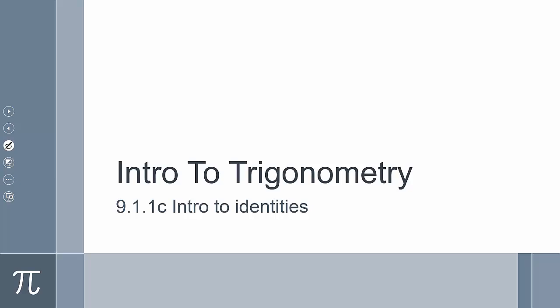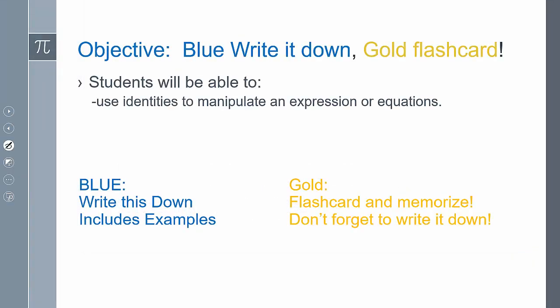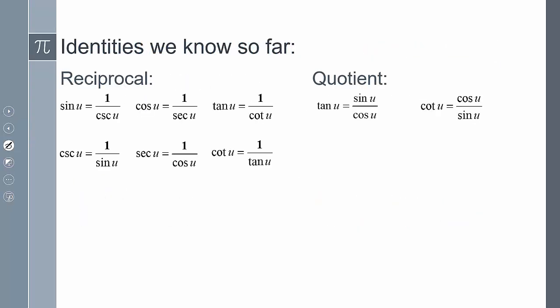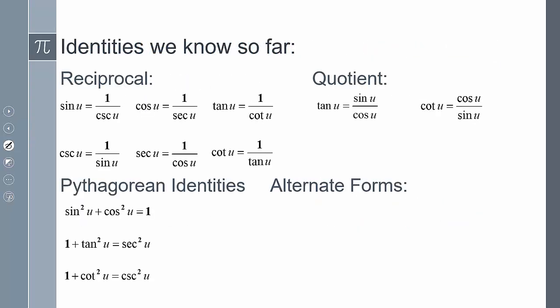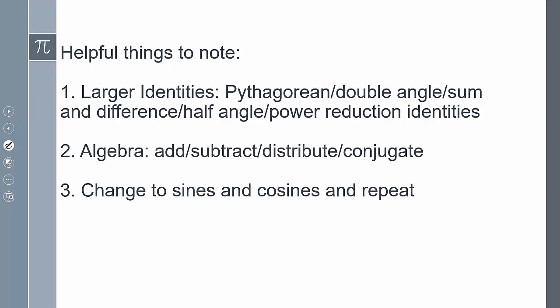Right, 9-11C, Intro to Identities. We're going to use identities to manipulate an expression or equation. So remember, here are our reciprocal, quotient, and Pythagorean identities. You need to have them memorized.